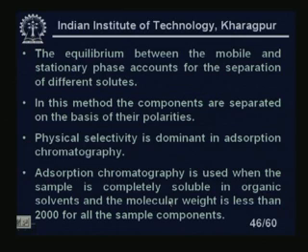Physical selectivity is dominant in adsorption chromatography. Adsorption chromatography is used when the sample is completely soluble in organic solvents and the molecular weight is less than 2000 for all the sample components. For more than 2000 we have some different methods.